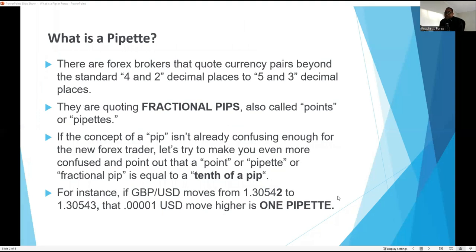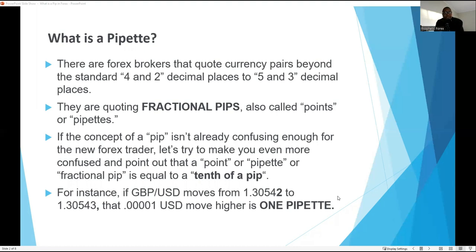Now we want to get into another subtopic, the piplet. Some traders may not actually know this. There are forex brokers that quote currency pairs beyond the standard of just 4 or 2 decimal places. Prices can even be quoted with 5 or 3 decimal places. The 3 goes for the 2, like your yen pairs, and the 5 is for the 4 decimal places. These 5th and 3rd decimals are called fractional pips, also known as points or piplets.